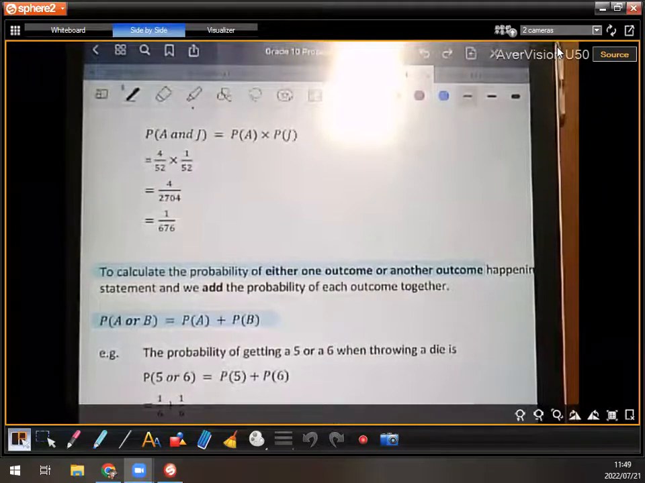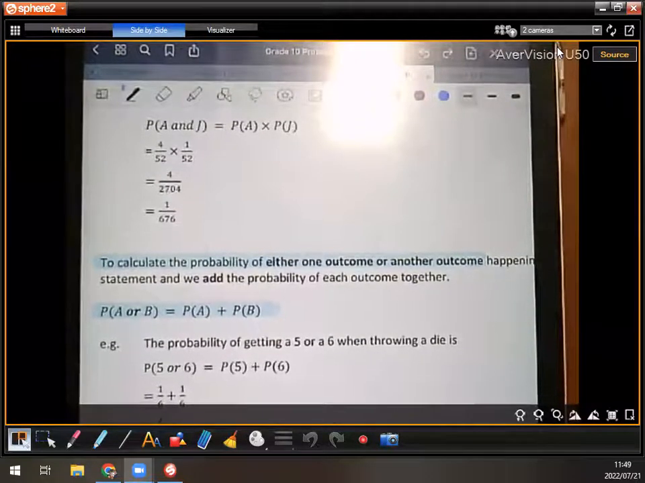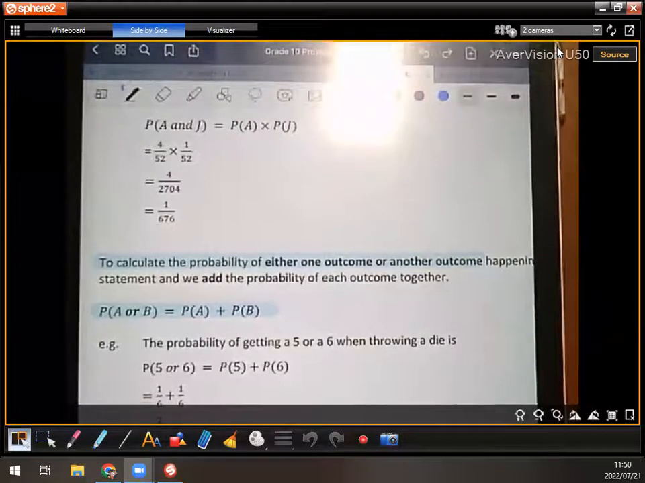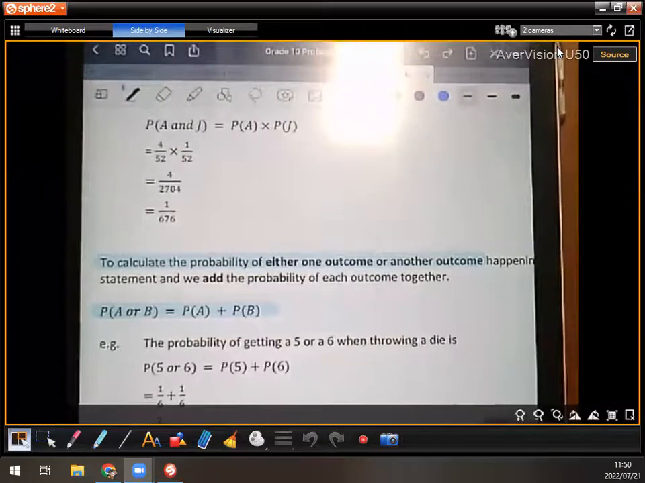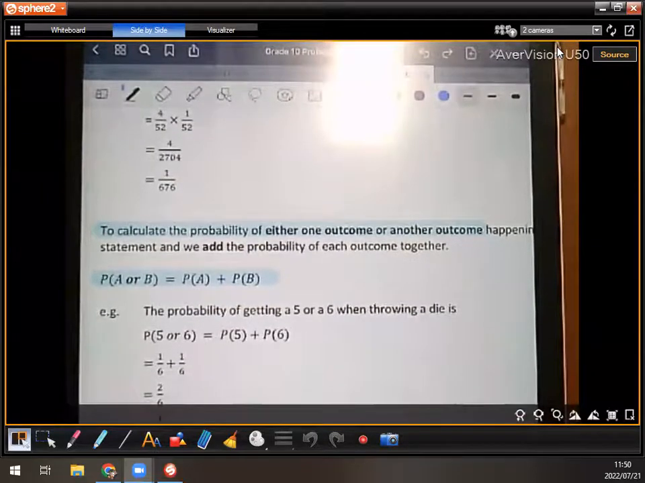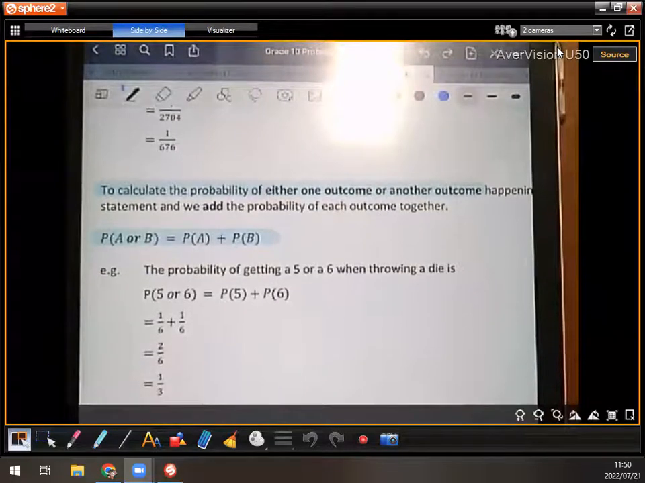The example that they have there is the probability of getting a 5 or a 6 when you're throwing a die. Now guys, I think most of you wouldn't actually use this formula. You would just think a 5 or a 6, that's 2 of the 6 options. But they're just showing you that you can use this formula. You can split it up: the probability of getting a 5 is 1 over 6, and the probability of getting a 6 is also 1 over 6. If you add those two together, you also get 2 over 6. But it's probably easier to just think a 5 or a 6 is 2 of the 6 options. So you don't have to use this formula, but you can if you want to.